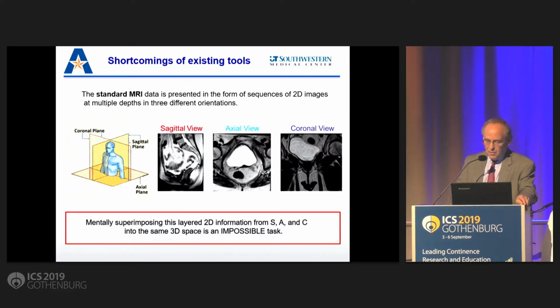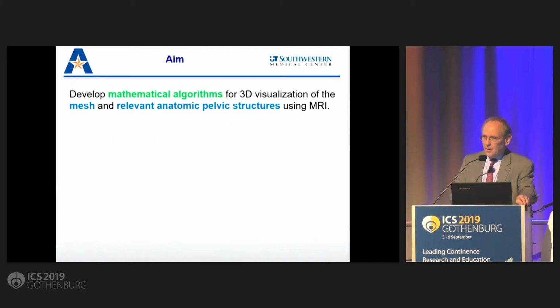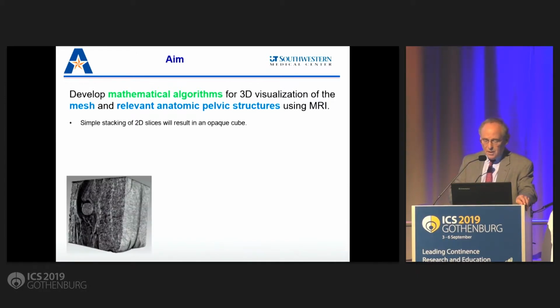This is an MRI with 3 different views: sagittal, axial, and coronal. And putting them together in 3 dimensions is really impossible, at least I can't. So the help of the mathematicians is to develop algorithms for us to be able to sort out where the mesh is and where the relevant anatomic pelvic structures are.